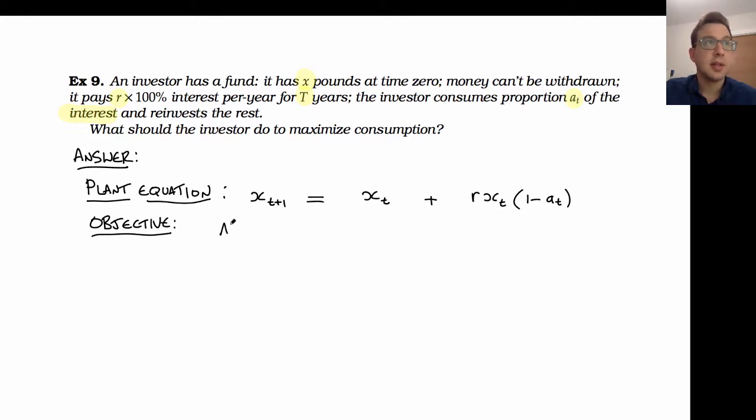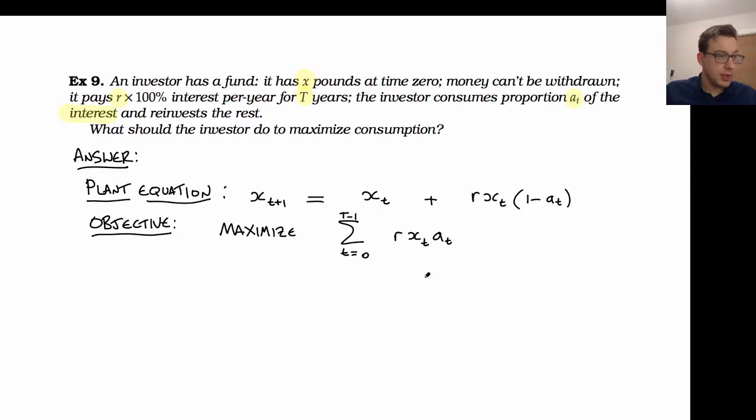Then our objective, the thing that we want to maximize, is the sum of the amount that we consume, from time t equals 0 to time T minus 1, of r of x of t times a of t. This is the interest I get from the fund at each time, and that's the amount that I consume from the fund each time.